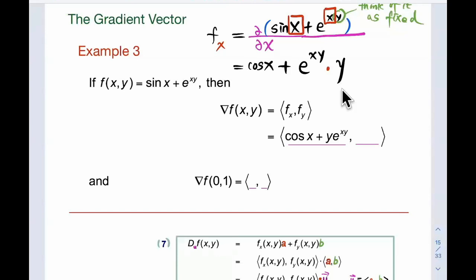Now, can you write down the partial derivative with respect to y? What is this? What's the derivative of this with respect to y?